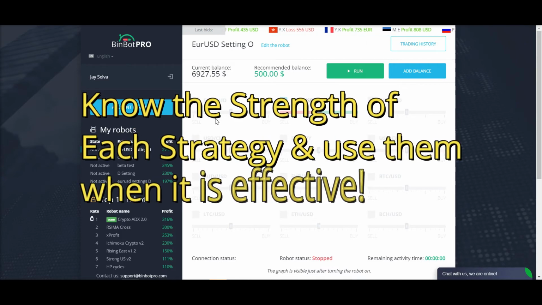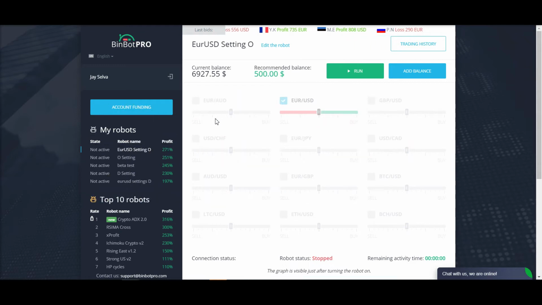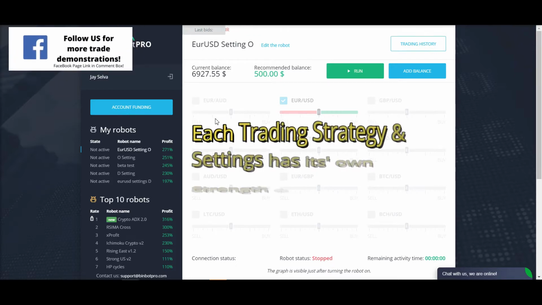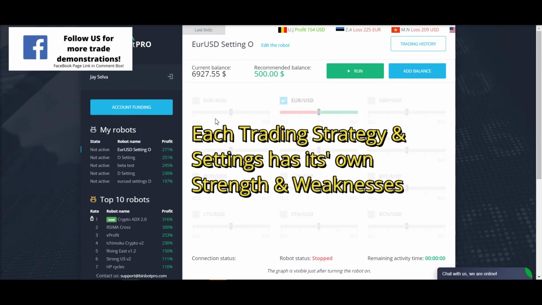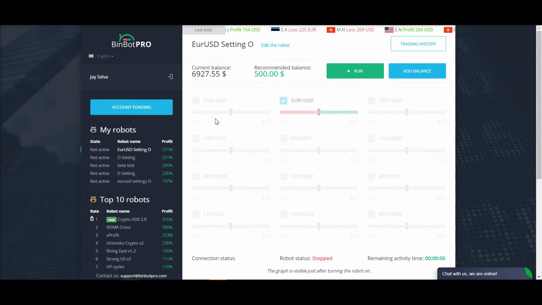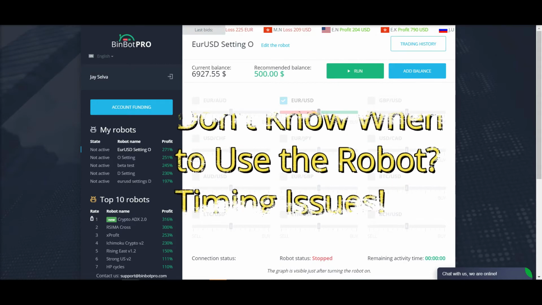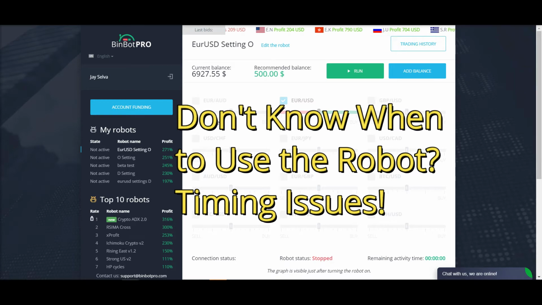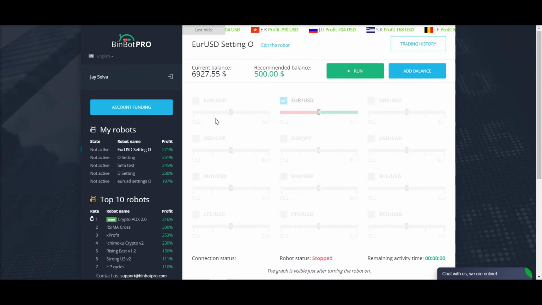The same goes for a trading robot such as Binbot Pro. In fact, all trading robots available in the market now won't be effective all the time. If you're expecting a trading robot that can solve timing issues or auto select the market situation for you, robots like that typically cost you $100 or even thousands of dollars. In the case of Binbot Pro, it is actually a free trading robot.